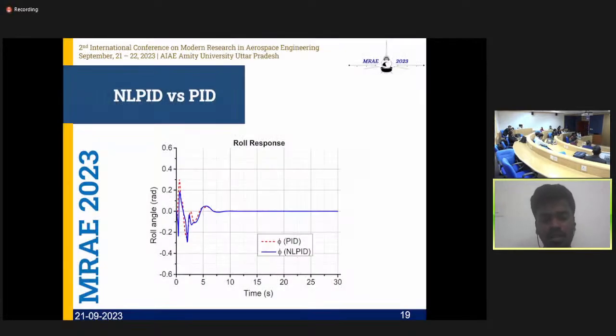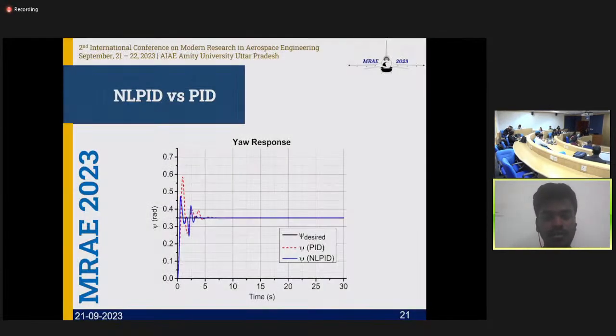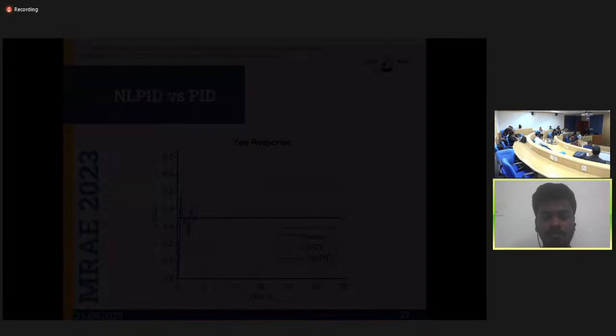We can compare the roll response. As you can see, in roll response scenario also, the NLPID controller works more efficiently when compared to the PID controller. The pitch response also shows that the NLPID hybrid controller works better. The yaw response also features the same.